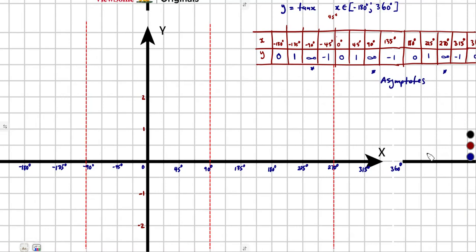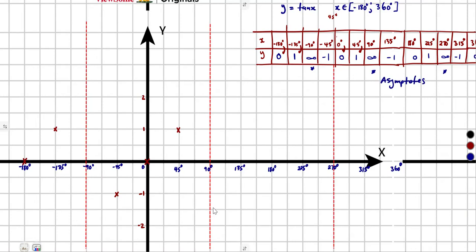All right, so let's mark our points. Minus 180 versus 0, that's here. Minus 135 versus 1, that's a positive one. Then we have got infinity. There's nothing there. Minus 45 versus what? Minus 1. We have got 0 versus a 0 there. 45 versus what?